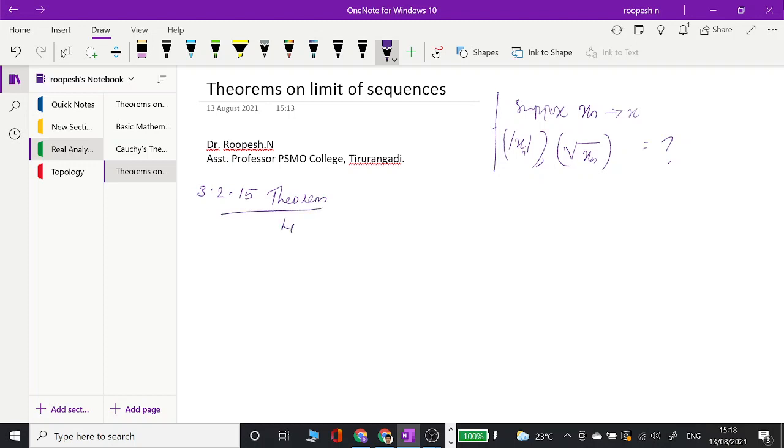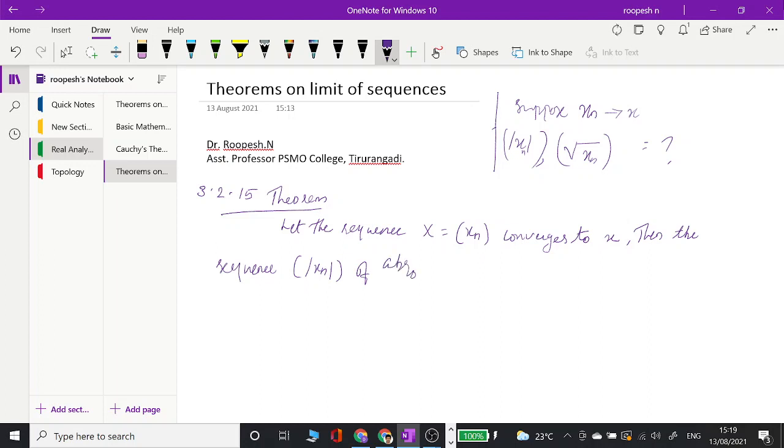Let the sequence X equal to xn converge to x, then the sequence of absolute values, modulus of xn, converges to modulus of x.